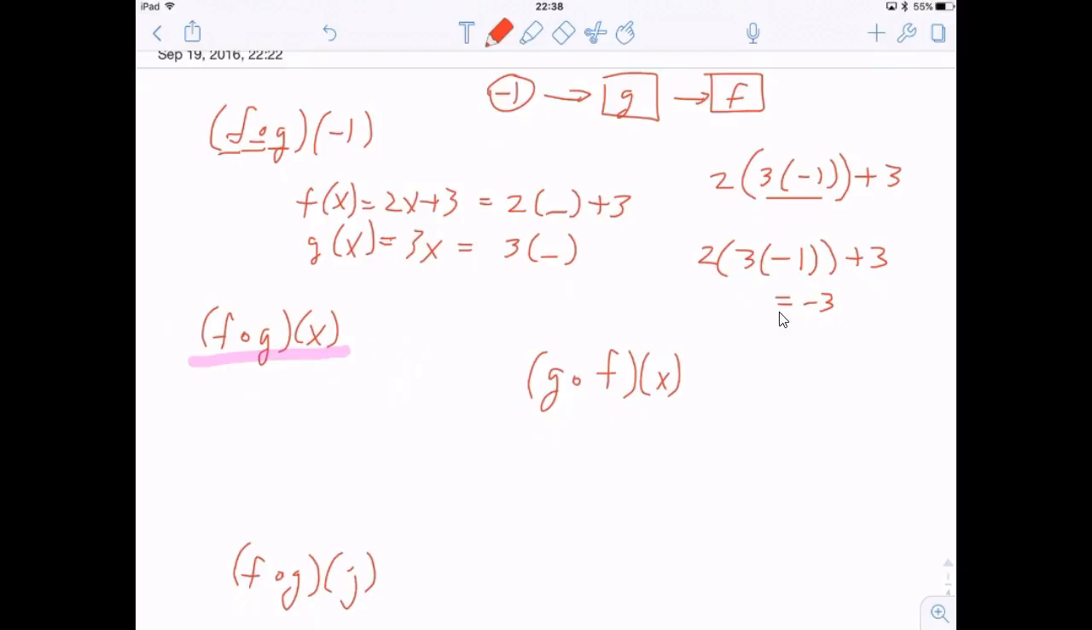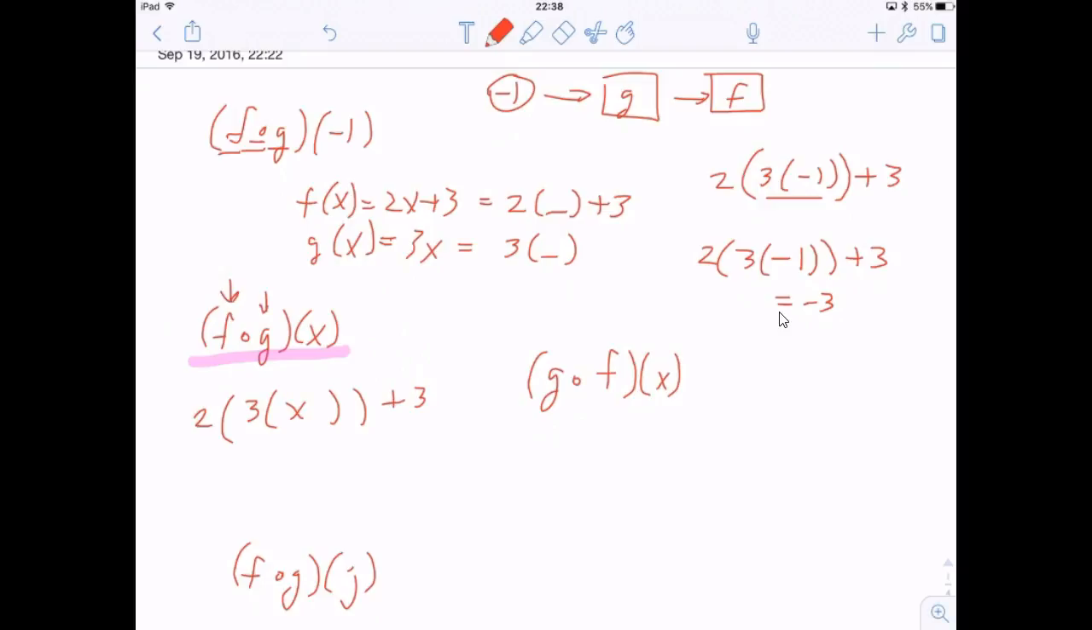So it'll be f, which is 2 parentheses plus 3. What goes inside the parentheses? The g function. It's going to be 3 times parentheses. What goes inside the g function? The x. Okay? So you could think of it as f is on the outside, g is on the inside.